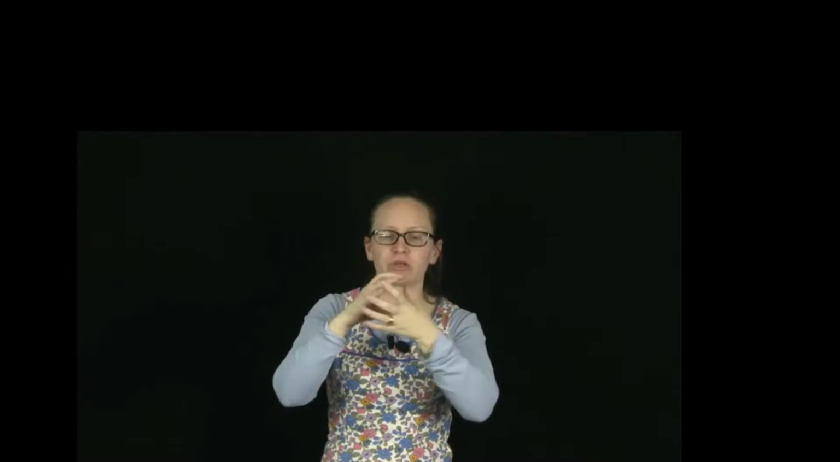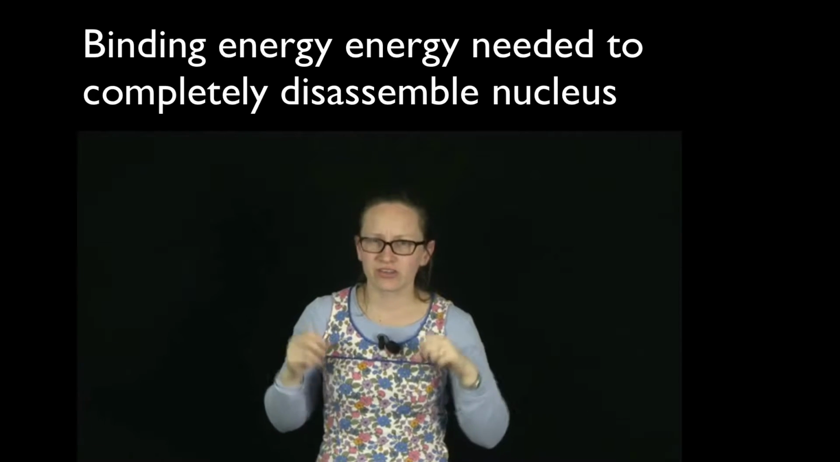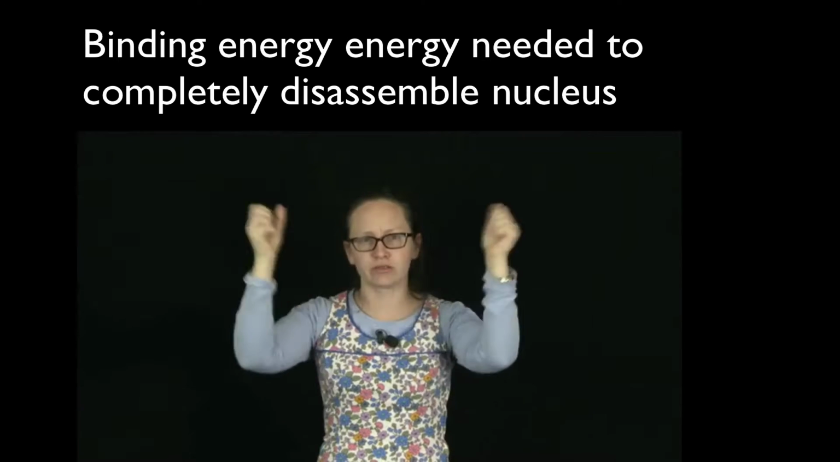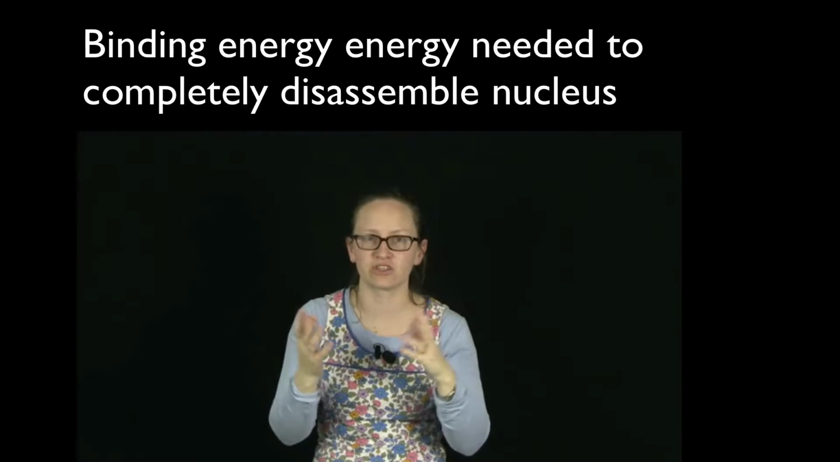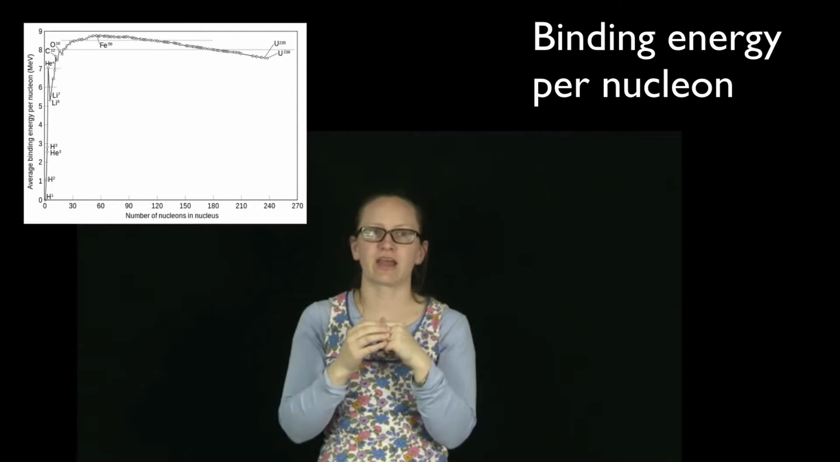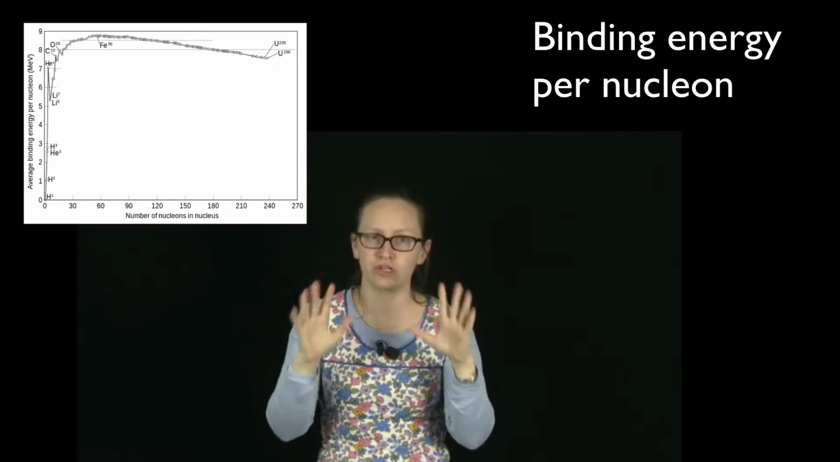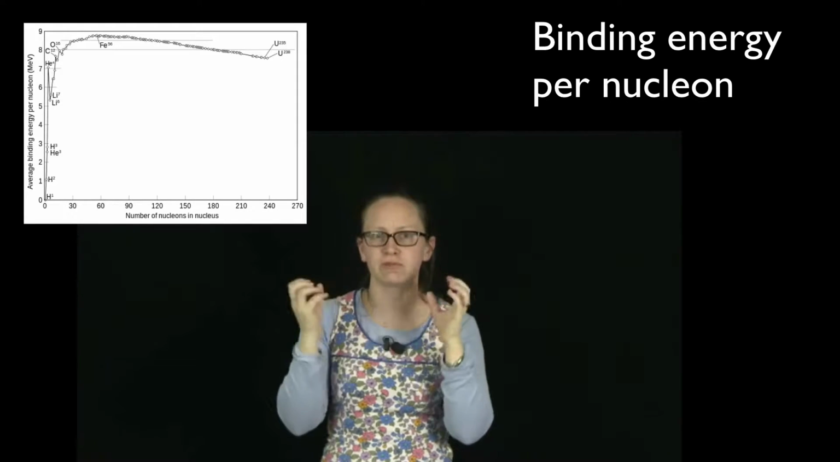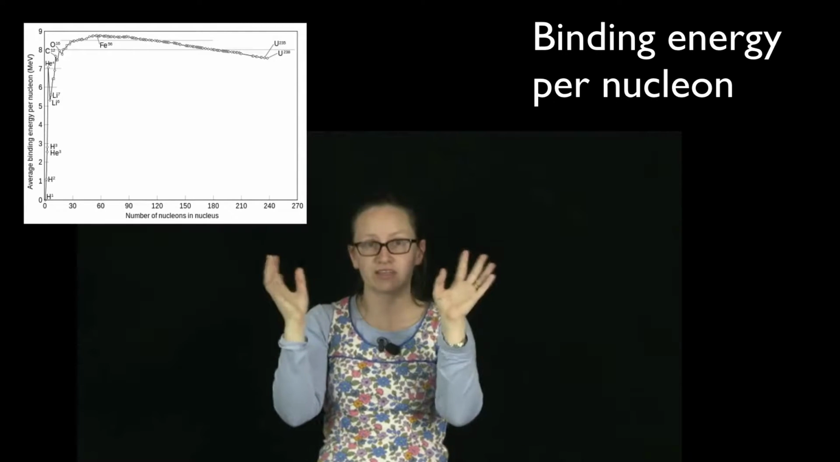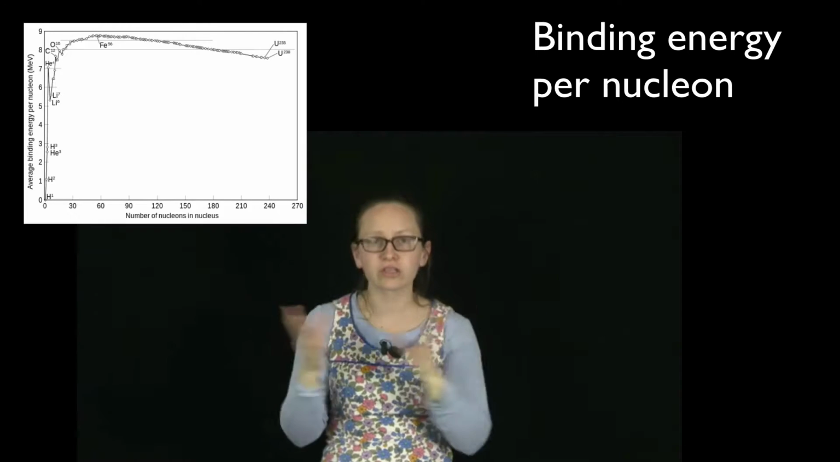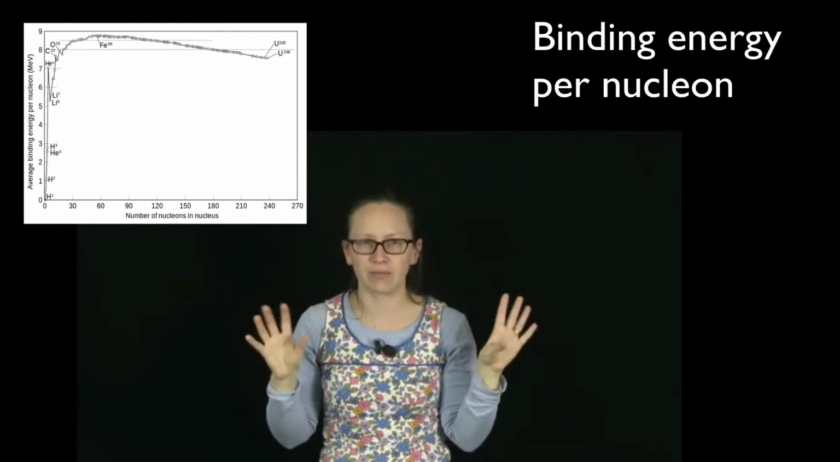Now if we have a stable nucleus, that means that it wants to remain as it is. If we want to pull it apart, we actually need to put in energy to pull it apart. So the amount of energy that we need to put in to completely pull apart a nucleus is known as the binding energy. Now a useful thing to consider is the binding energy per nucleon. So this is how much energy we need to put in for each of the protons or neutrons found within the nucleus to completely cause that nucleus to come apart.